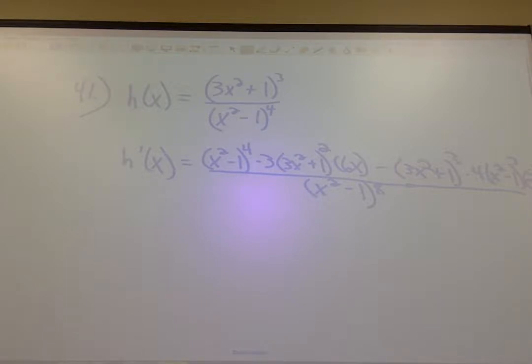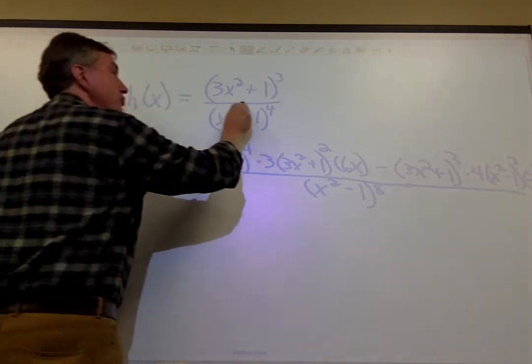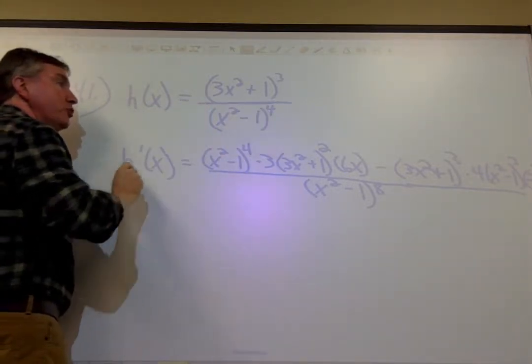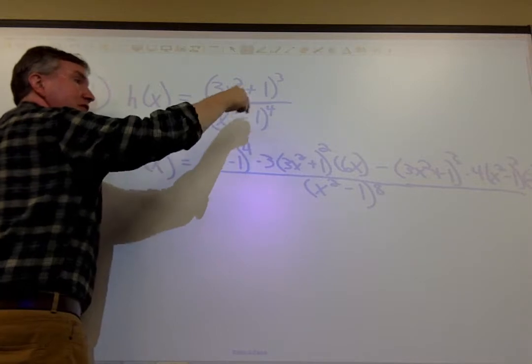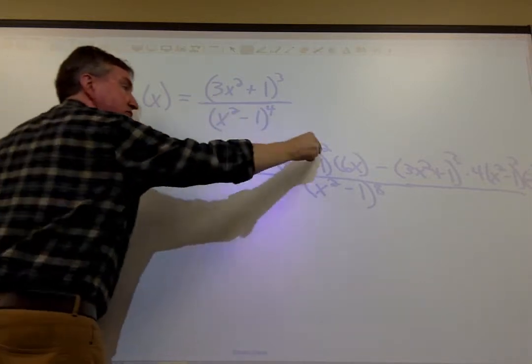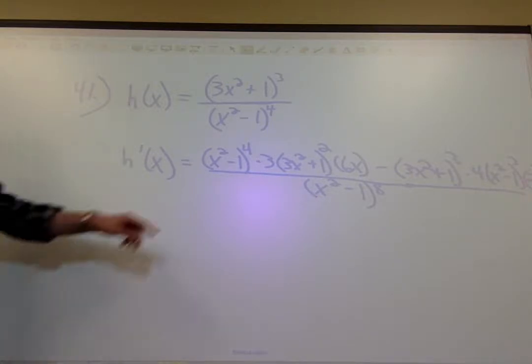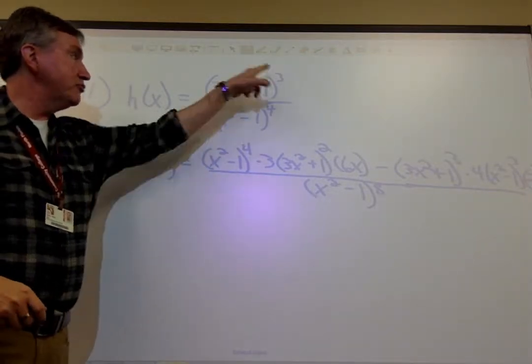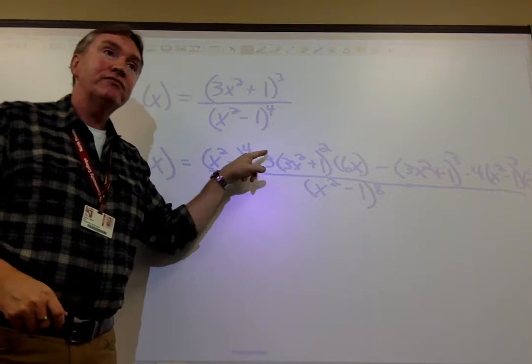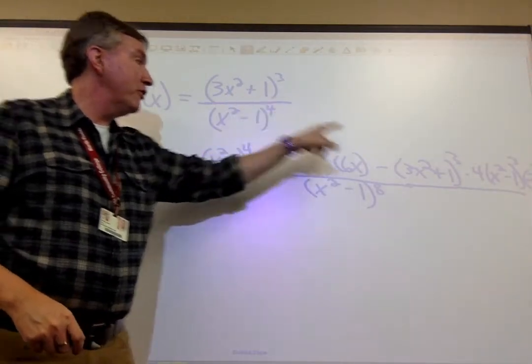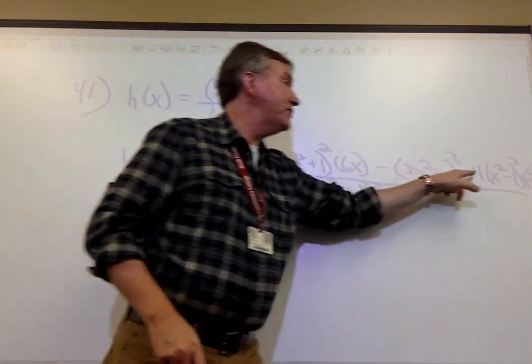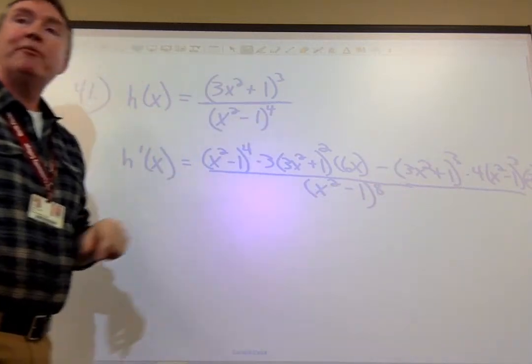But you see what I'm saying? When you see this, I want you to think quotient rule. But as part of the quotient rule, when they say take the derivative of the numerator, you have to use the chain rule, don't you? Denominator times derivative of numerator minus numerator times derivative of denominator over denominator squared.